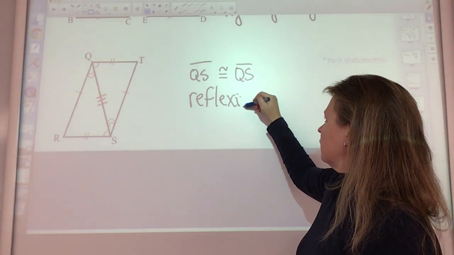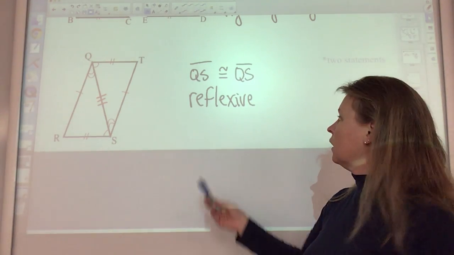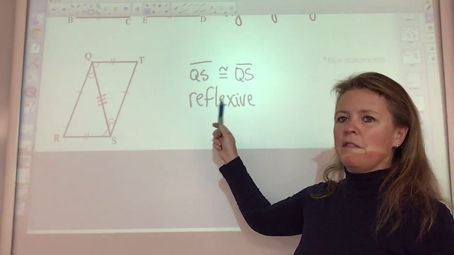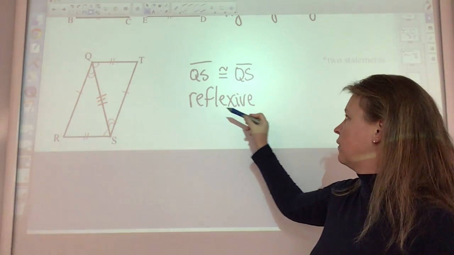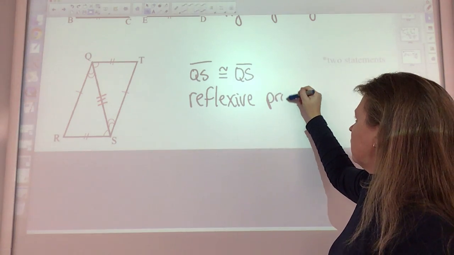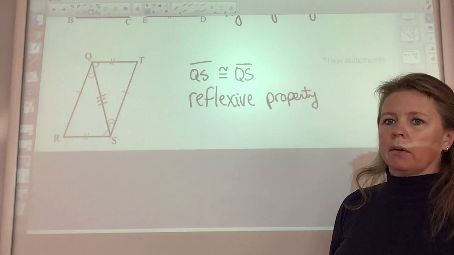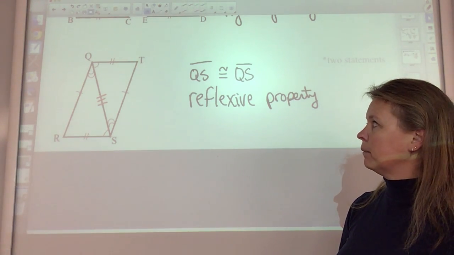Reflexive. You don't know how many times in all my years of teaching that I've had somebody write down reflective as if they were looking in a mirror. We're not looking in a mirror. Reflexive property. And yes, you have to write property or it's going to get marked wrong. It is the reflexive property.